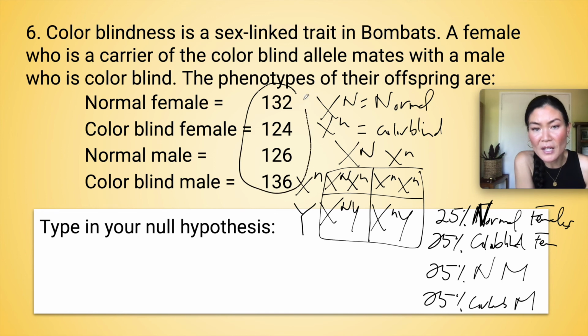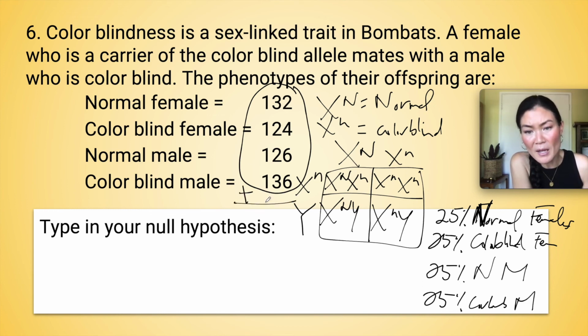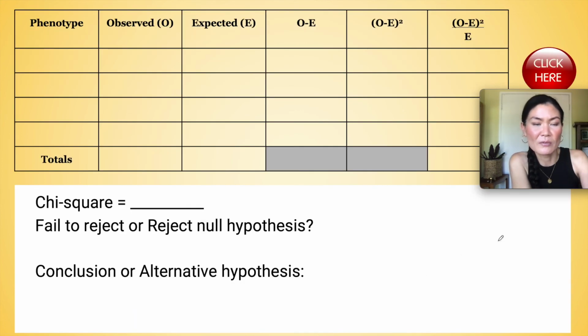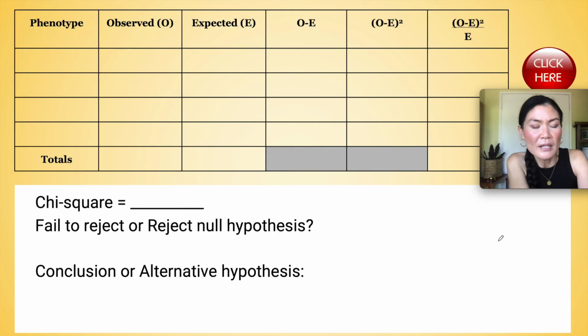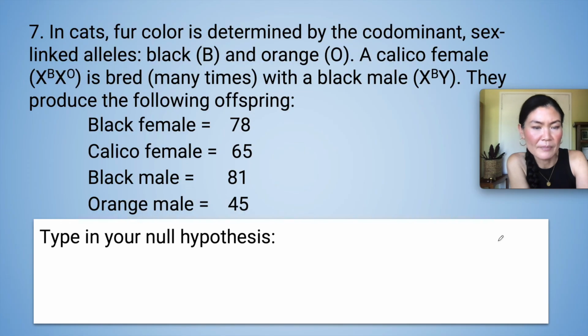This is the observed data, and this is the expected. 25% of the total number of bombats should be normal females, and 25% of the total number of bombats should be colorblind females. So the next step, you have to add up the total number of bombats, take 25% of each, and then fill in this table. I hope you know how to do that one. That was number 6 on that worksheet, and again, I did link the Google worksheet down in the information box.